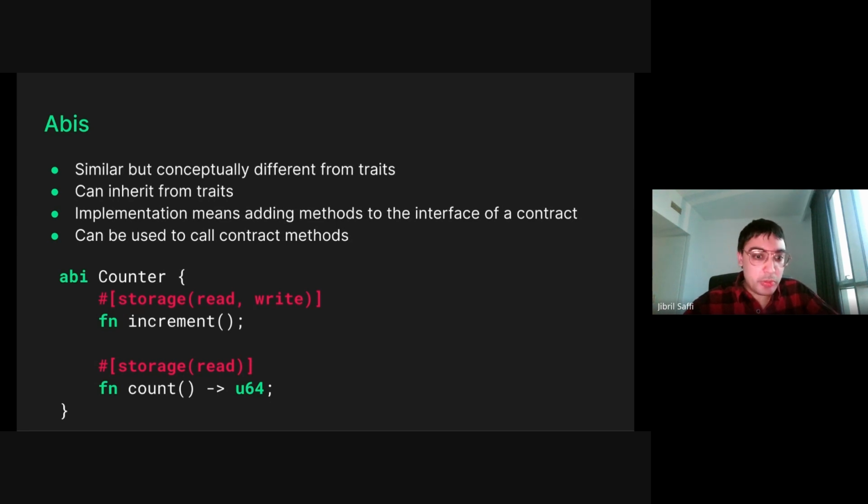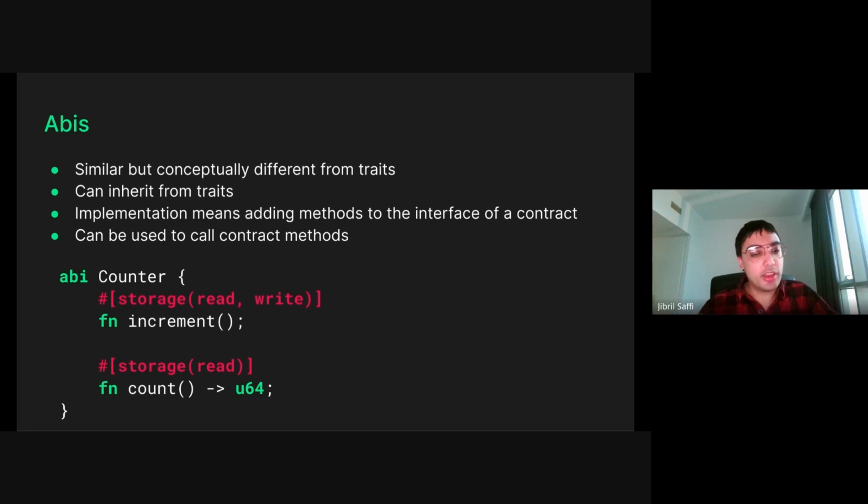They can inherit from traits. They can also inherit from other ABIs, but traits can't inherit from them. And what they're meant to represent is the interface of a contract specifically. So when you implement them, you can only implement them in a contract. And when you implement them, that means adding methods to the interface of the contract. And you can also use them to call contract methods.